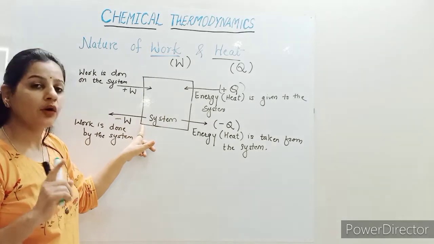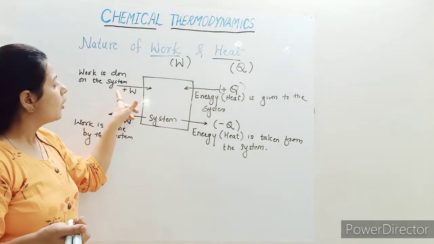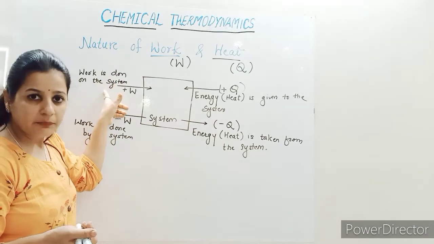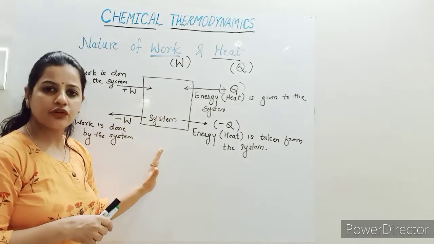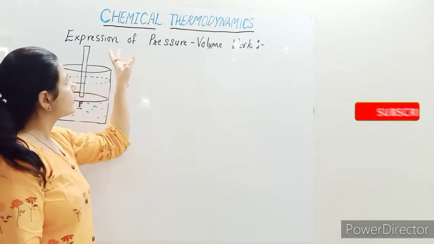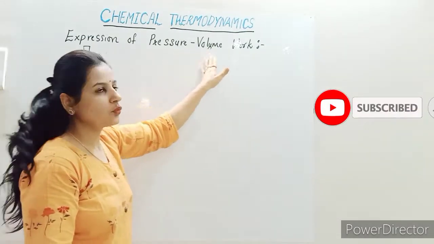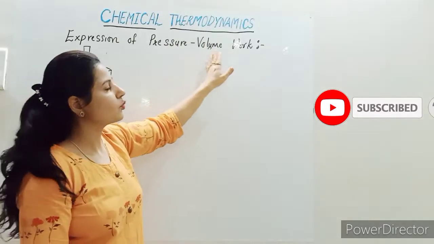System काम कर रहा है और energy surrounding को मिल रही है और यहाँ पर work is done by the surrounding and energy is given to the system. Okay, have you understood this much? Okay, so let's move to the next topic, that is expression for the pressure volume work.